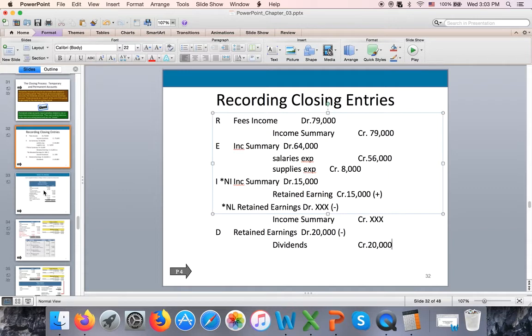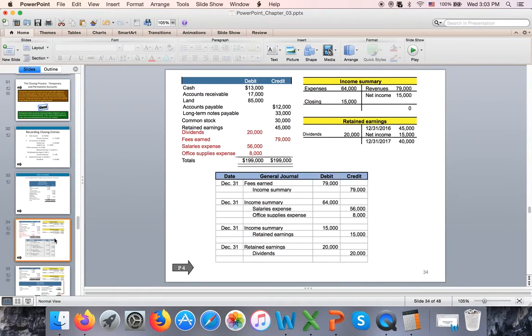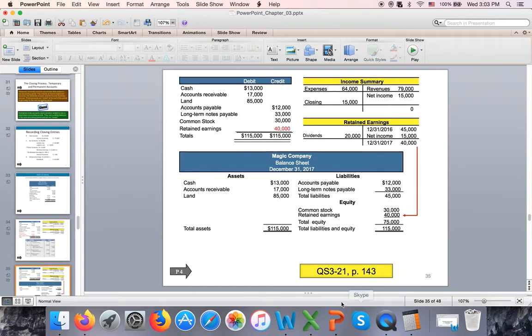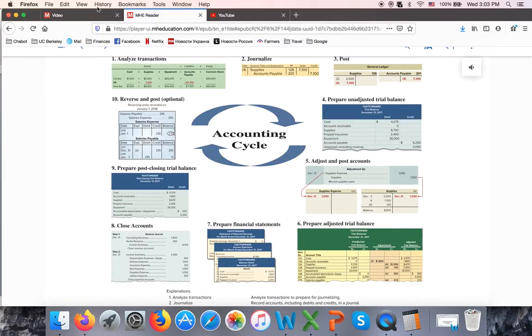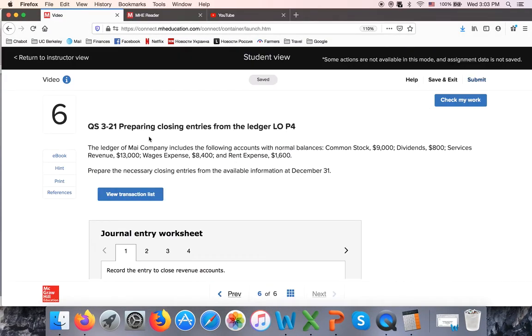So let's practice more. I hope it makes sense. Let me, guys, go to Quick Study 3-21 on page 143. 3-21. Here we go. Prepare closing entries. The ledger of my company includes the following accounts with normal balances. Common stock. I don't know why they give me common stock. I don't need it. Just to confuse us. Dividends, service revenue, and two expenses.